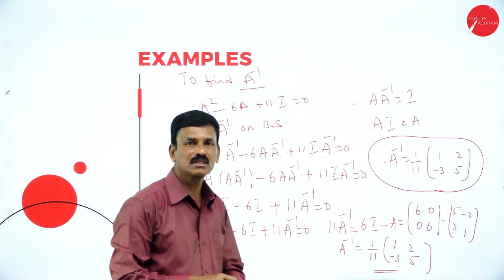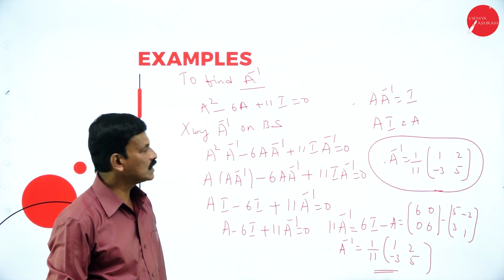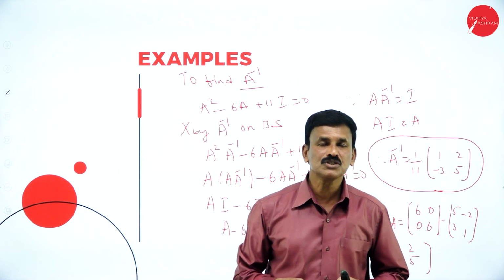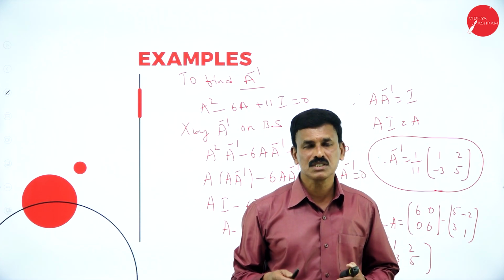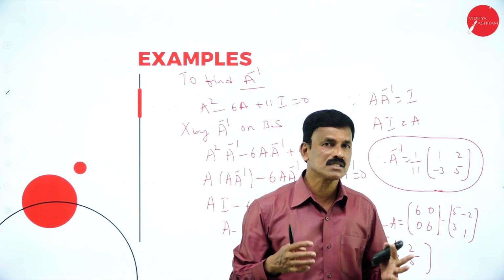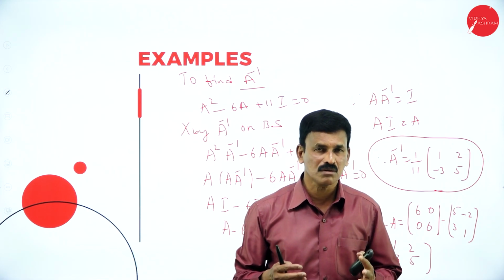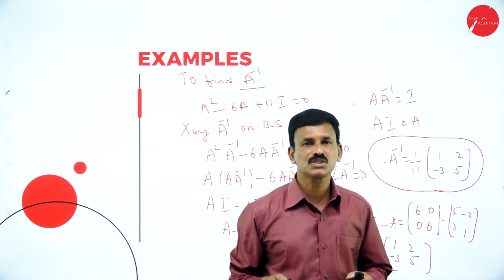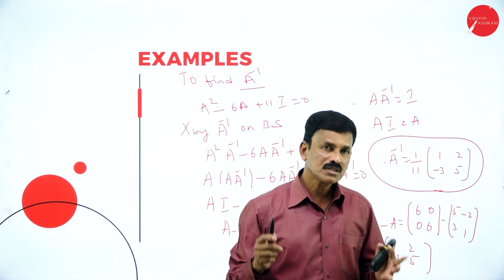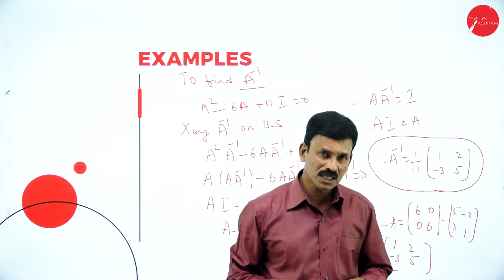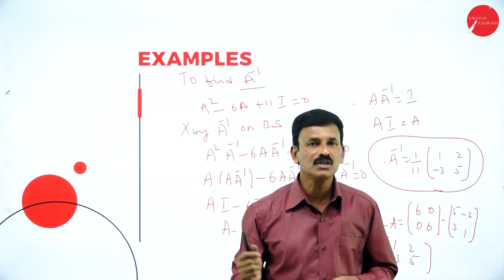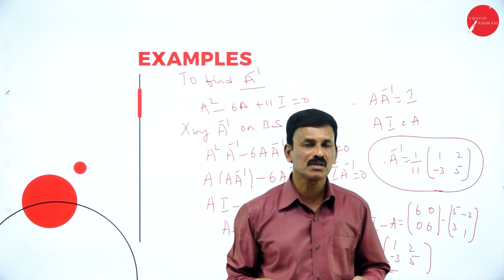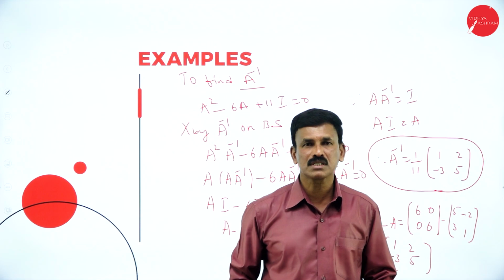That's it, the verification. This is how we find the inverse for a 2 rows 2 column matrix. So this is the method to find the inverse using the Cayley-Hamilton theorem in case of a 2 by 2 matrix, and also in case of a 3 by 3 matrix. To find the inverse and to verify the Cayley-Hamilton theorem for 2 by 2 and 3 by 3 matrices, these types of problems are very important for examination.